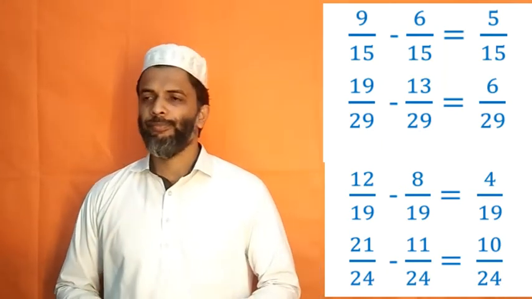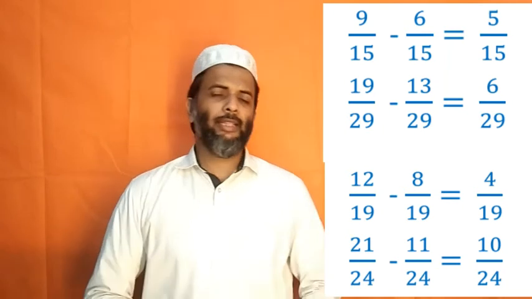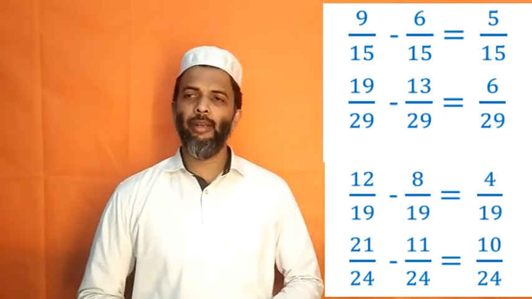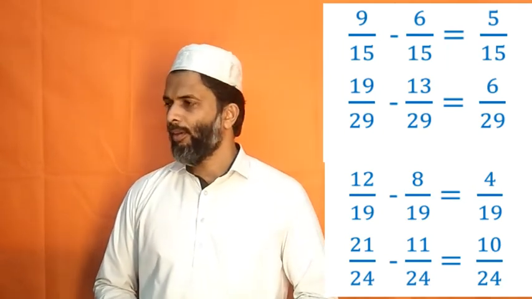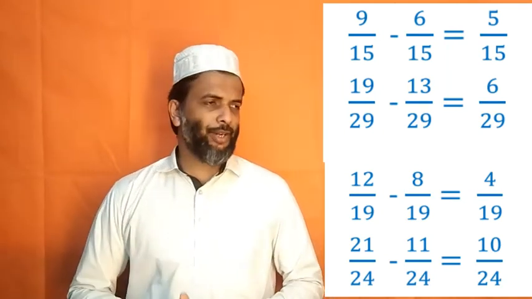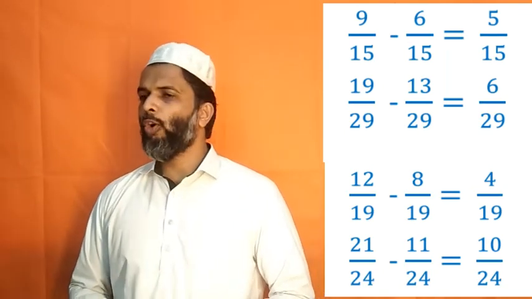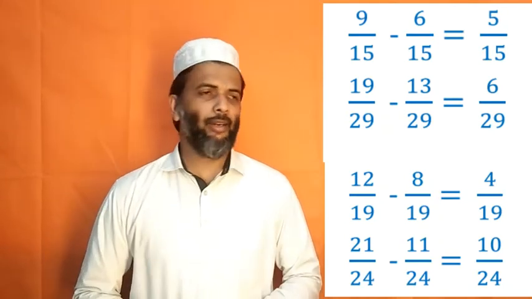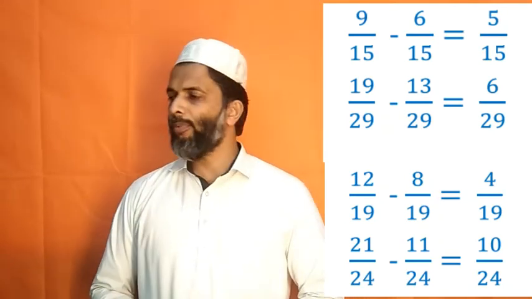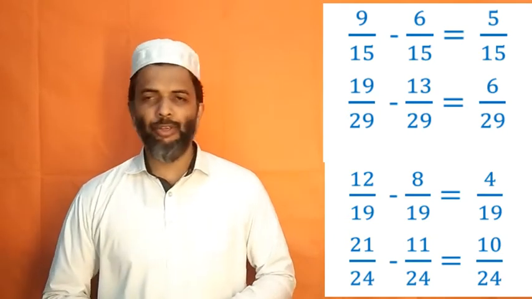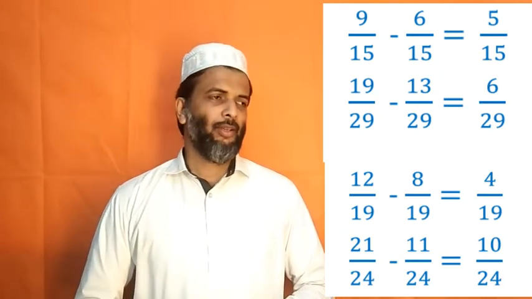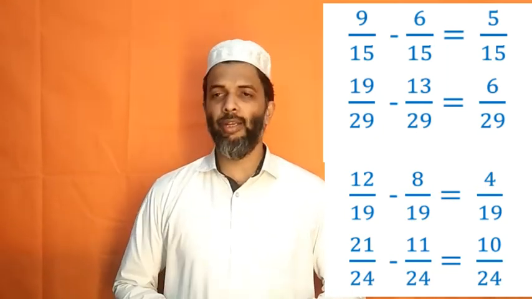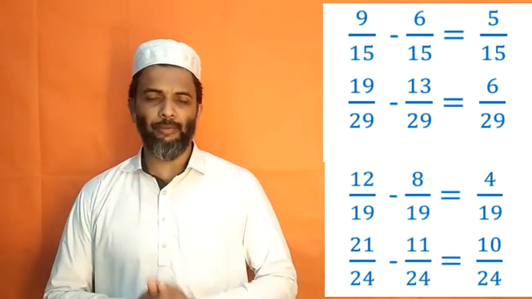Check your answer. Okay. You can simplify the first one and last one, that is 5 by 15 and 10 by 24. How to simplify the fractions? Yes, divide with common multiples. First one, 5 by 15. The common multiple is 5. How many 5s in 15? 3. How many 5s in 5? 1. So we can write 1 by 3 instead of 5 by 15.